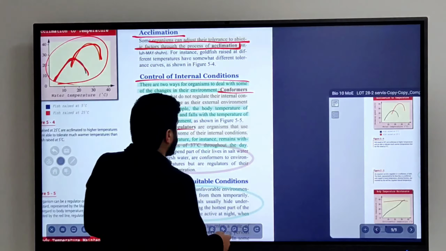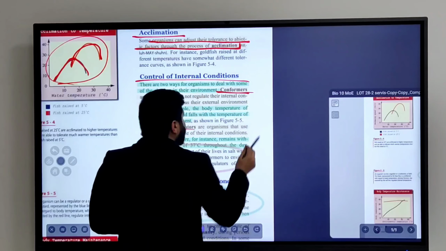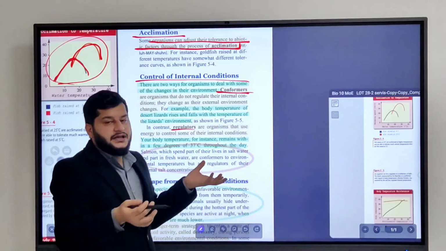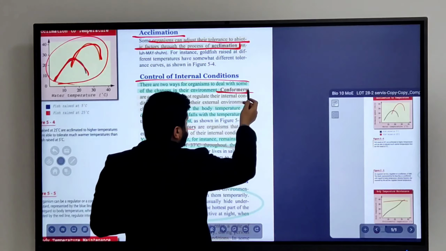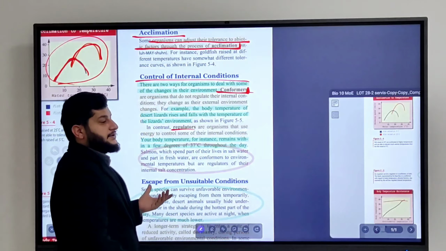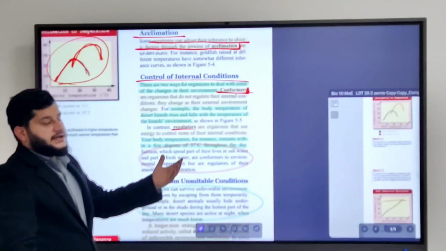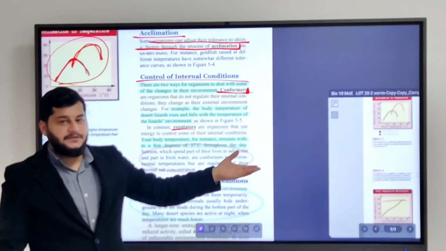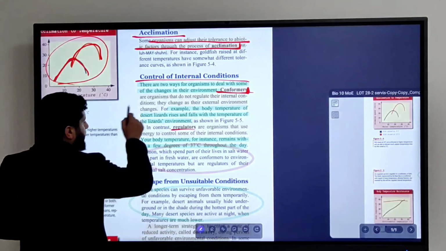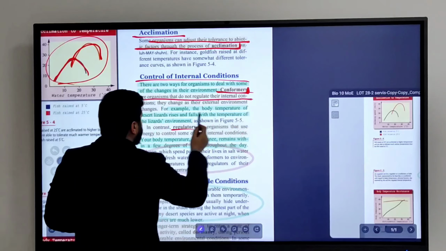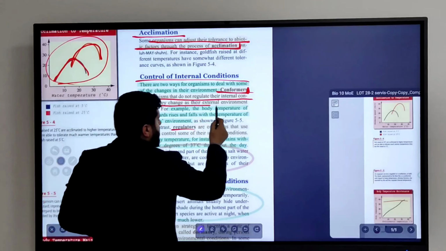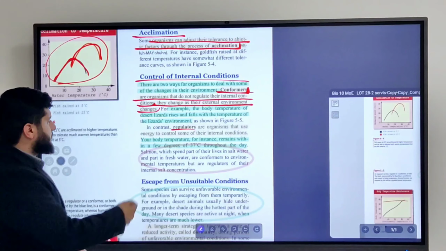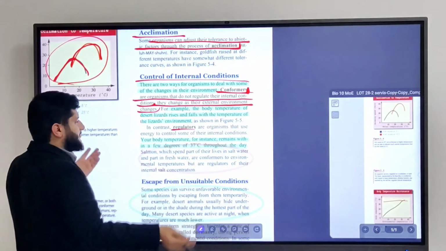Here we call them conformers. If you look at the name, you will see "conform." What does conform mean? It means comfortable, so he is comfortable. Anything that happens in the environment, his internal temperature will be the same as it. So conformers are organisms that do not regulate their internal conditions. They change as the external environment changes.